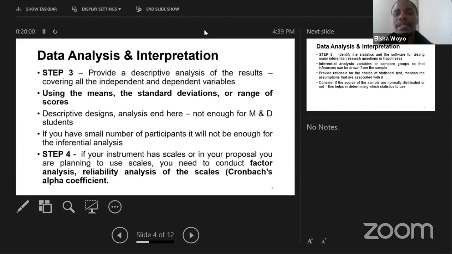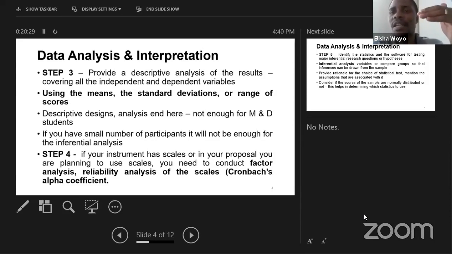Okay, somehow my instrument is taking time to load, but all I'm trying to say is, if you have developed your instrument, and in your instrument you have used a Likert scale to measure quite a number of elements, then what it means is you need to conduct what we call exploratory factor analysis. And the reason why we conduct this exploratory factor analysis is to make sure that we do data reduction.